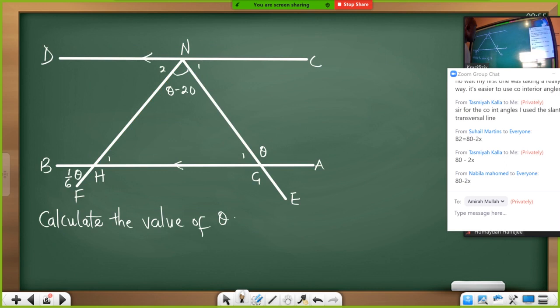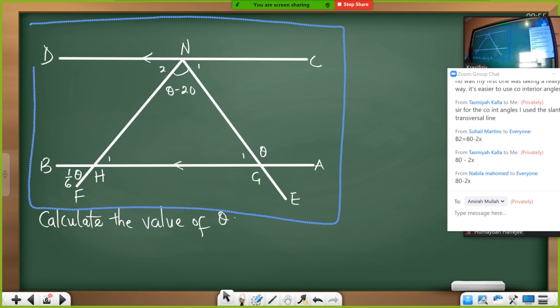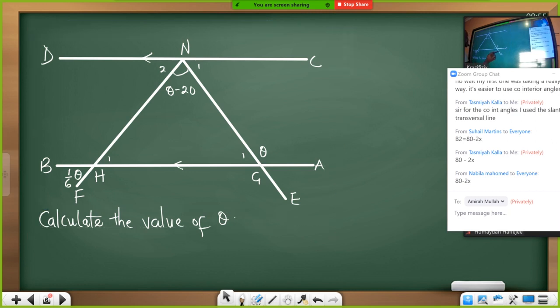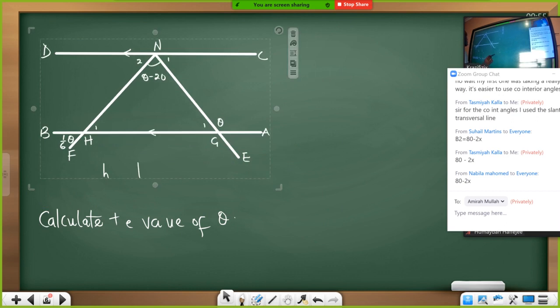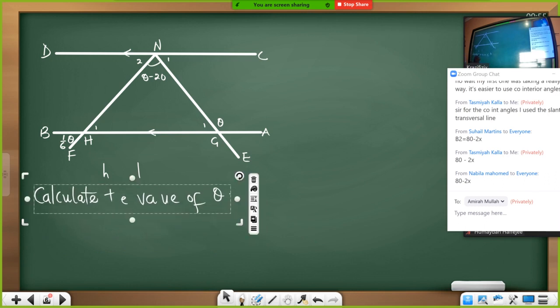Awesome. We have another one here. Calculate the value of angle theta. Now, can we work step by step? What should we do first? I want you to give me your instructions. Which one should we look for first? How should we tackle this question?